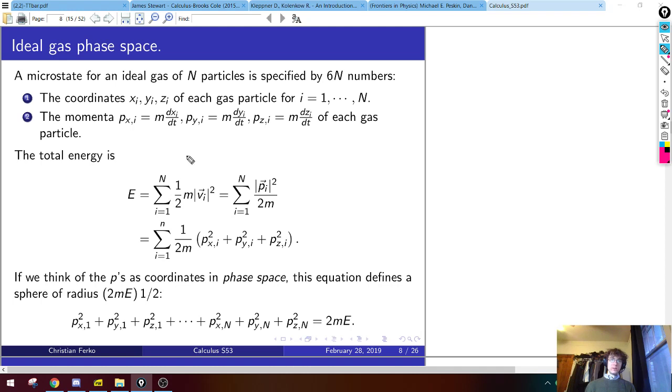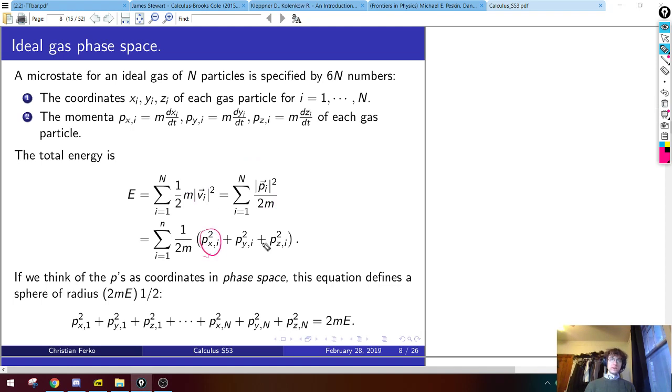So we know that v equals p over m, so that means v squared equals p squared over m squared. If I plug that in for the v squared here, I have an m squared downstairs, it cancels one m, and I'm left with one m downstairs. So now it's just a sum of p squared over 2m. So that's the total energy.